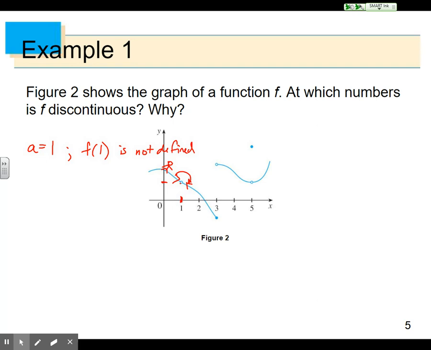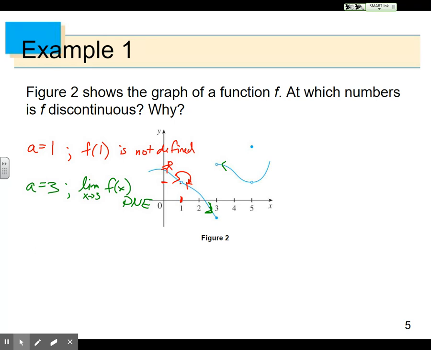The next one, as we continue our little journey, looks like there's going to be a break right there at 3. All right, the break at 3, well, let's see. I got my right-hand limit coming in high up here, my left-hand limit coming in low. That limit does not exist. The limit as x approaches 3 of whatever this function is does not exist because the left-hand limit and the right-hand limit are not equal.